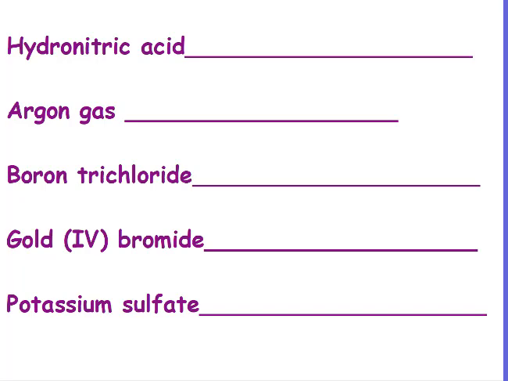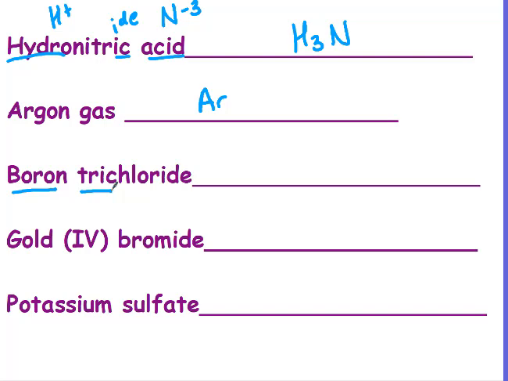Go ahead and pause the video and do these 5. Restart when you have these 5. So hydro and ic came from IDE. So nitride is N with a -3, and it's an acid, so it starts with H. So H3N. So argon is just going to be Ar. Argon's not diatomic, so it's just Ar. Boron trichloride. We have a prefix, so it's just 1 boron because there's not a prefix in front of boron, and then 3 chlorines.